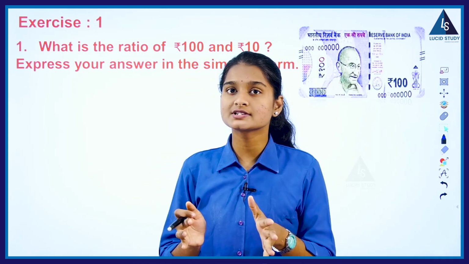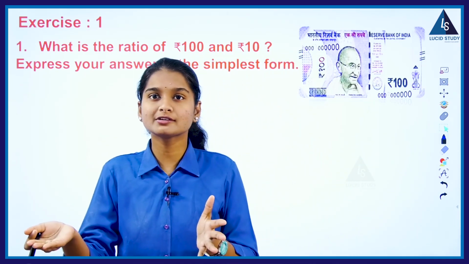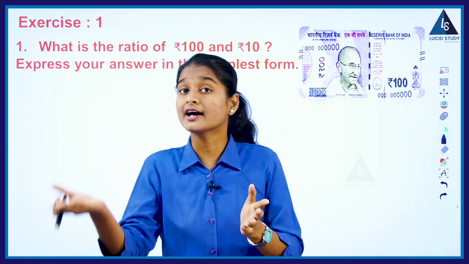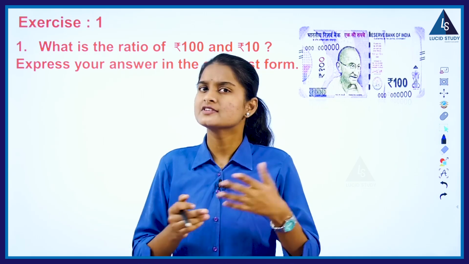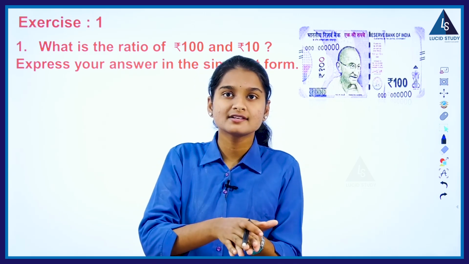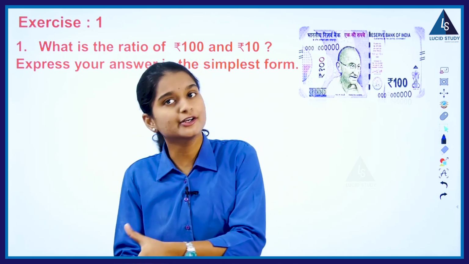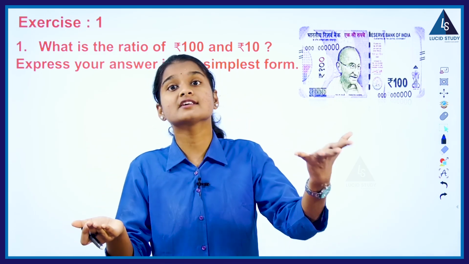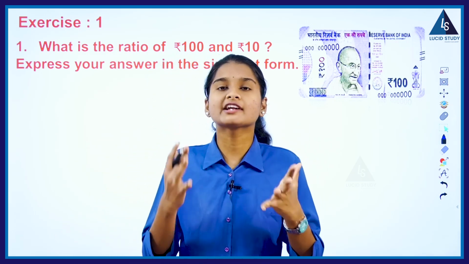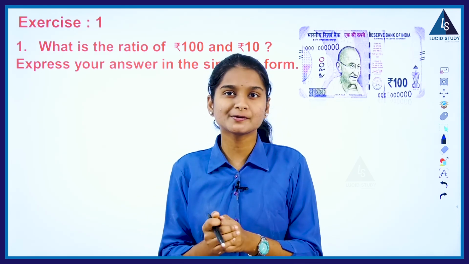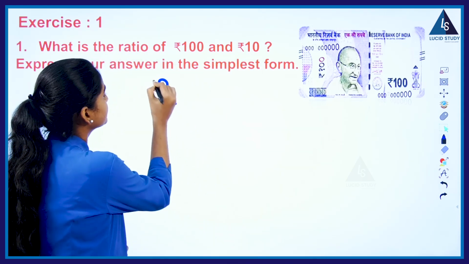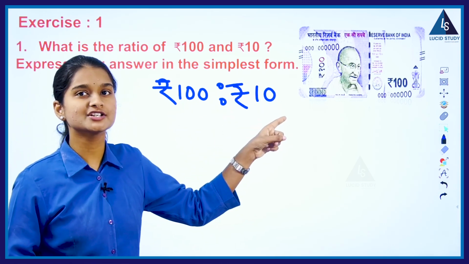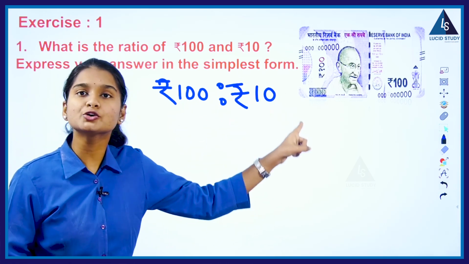So, suppose we have a 100 rupees note and we have a 10 rupees note. What is the ratio of ₹100 to ₹10? We say that ₹10 is 10 times smaller than ₹100 or ₹100 is 10 times greater than ₹10. How do we write it? We write it in a ratio. So ₹100 to ₹10. This is how we write the ratio of ₹100 to ₹10.